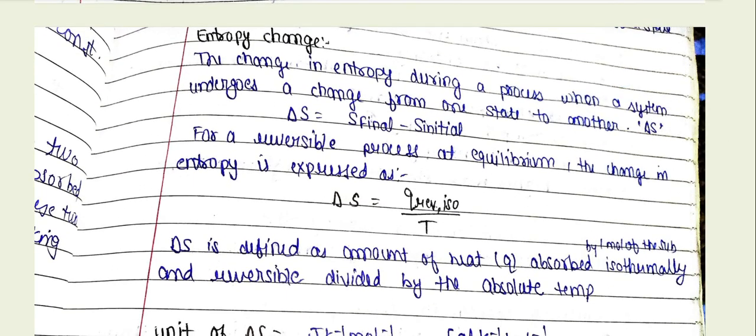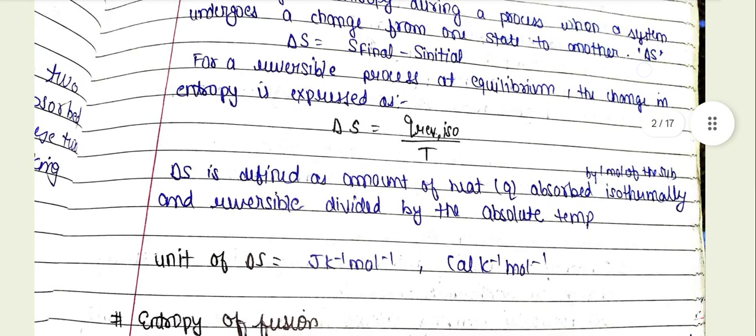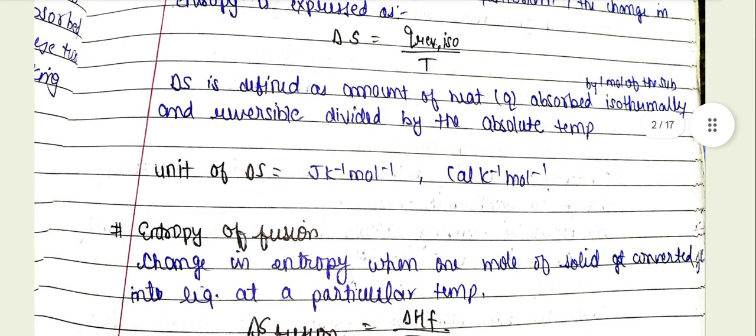Entropy change. The change in the entropy during a process when a system undergoes a change from one state to another. Delta S is equal to S final minus S initial. For a reversible process at equilibrium, the change in the entropy is expressed as delta S is equal to Q reversible upon T. Delta S is defined as the amount of heat absorbed by 1 mole of the substance isothermally and reversibly divided by the absolute temperature. Unit of delta S is joule per Kelvin per mole or calorie per Kelvin per mole.